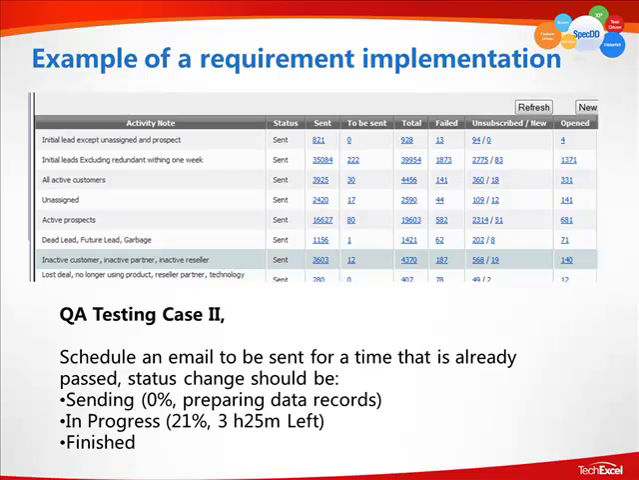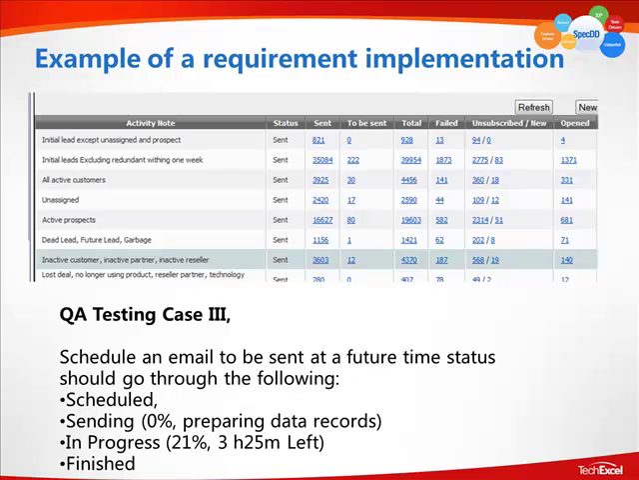So the QA actually created a couple of testing scenarios, and they had to look at it from different angles. The new angle that the QA tester approached it from was actually time-based. They scheduled an email to be sent at a time in the future and in the past to make sure that this function worked correctly. If the time was set to one that has already passed, then the status should be sending 0%, because the email announcements needed to be sent already. So ideally, they should all be in progress or finished.